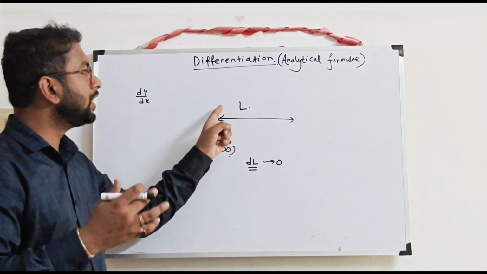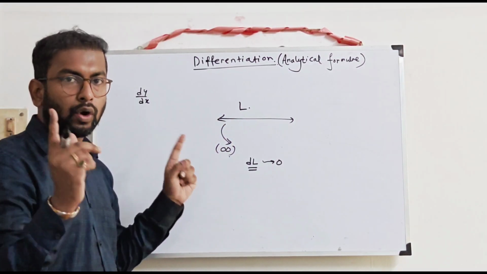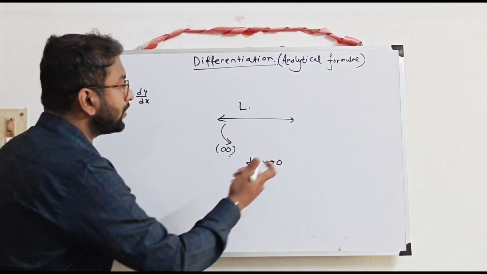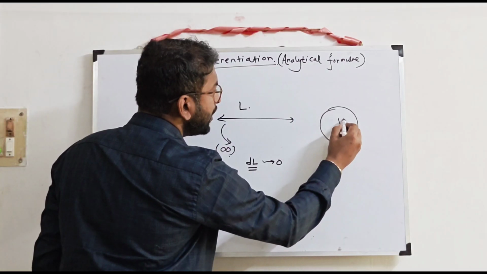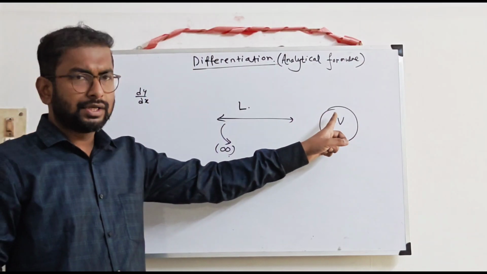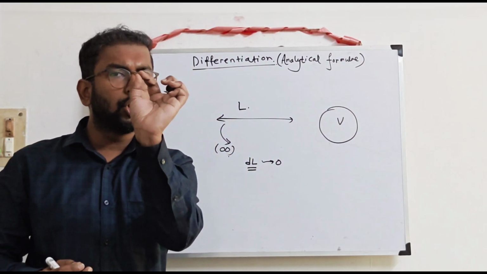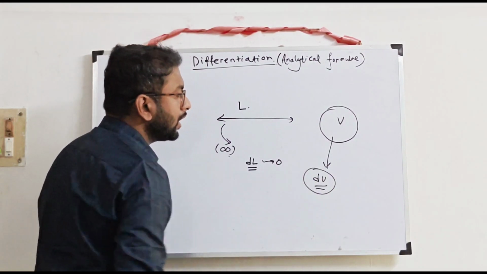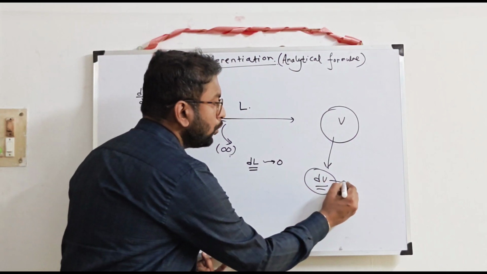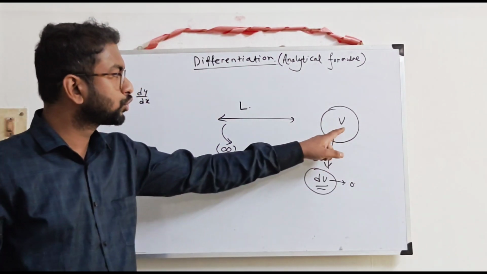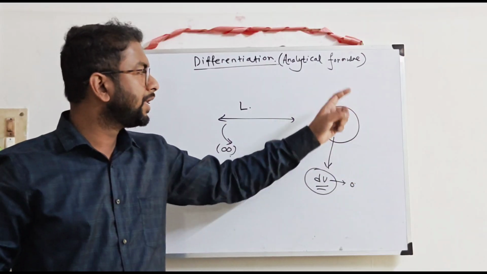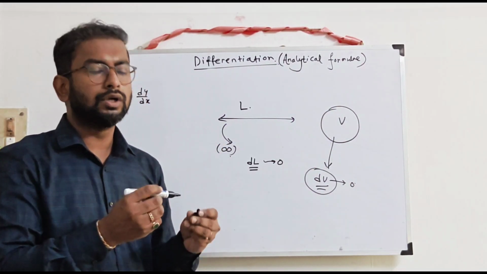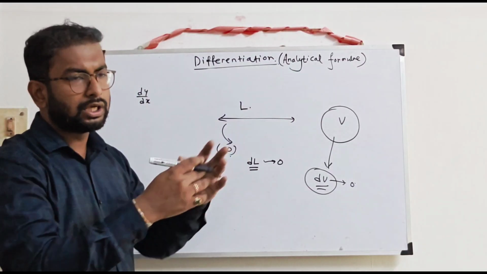Again, differentiation means fragmentation of a finite quantity into very small parts, and each part is infinitesimally small. If there is some finite volume V, and I divide the volume into very small volumes, then the small volume will be denoted as dV, but dV is almost close to 0. Same thing applies for area, same thing applies for force, same thing applies for any other physical quantity which I want to use in our problems.